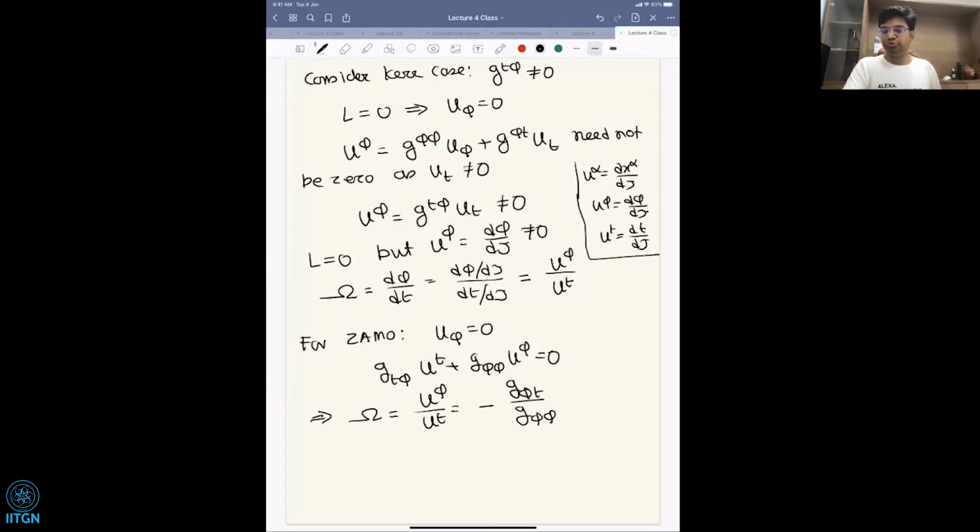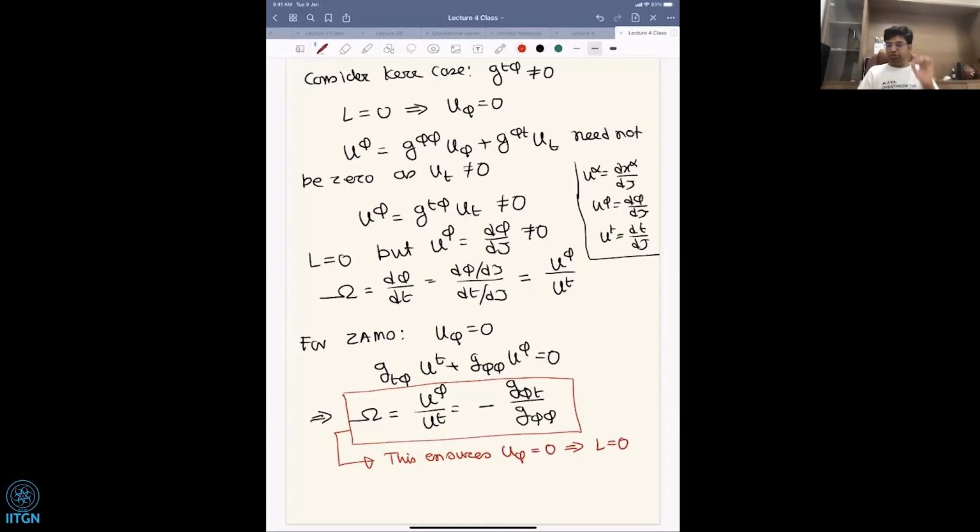Okay. So this value of omega, if you choose omega to be this value, if you have an observer which has this angular velocity, this ensures u phi equal to 0 and therefore L equal to 0. So observers with this particular angular velocity, you can show they have zero angular momentum.